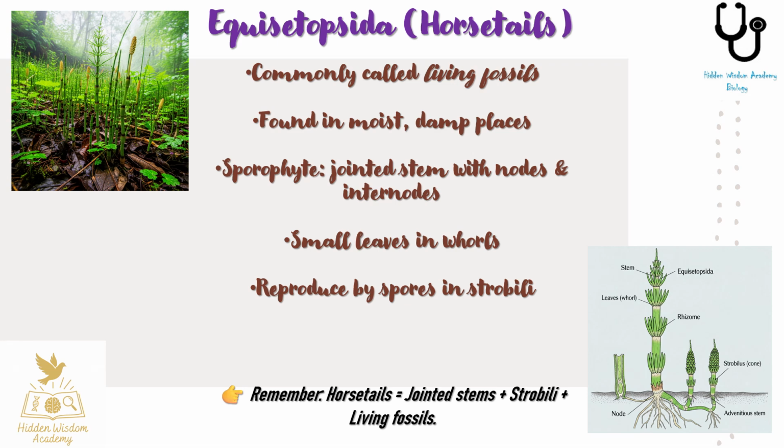Let's begin with Equisetopsida, or horsetails. They are called living fossils because they look like ancient plants. Horsetails grow in moist places and have jointed stems with nodes and internodes. Their small leaves are in whorls, and they reproduce by spores made in cone-like strobili.